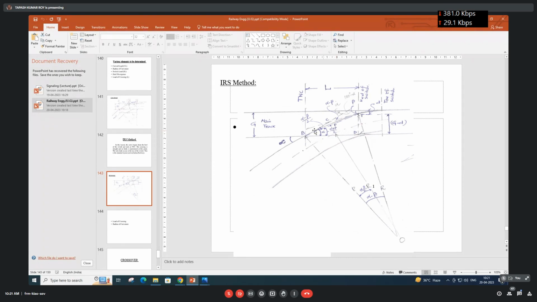Because this is alpha, this angle is equal to 180 minus alpha. So this angle is equal to alpha minus beta. When it is alpha minus beta, then this angle is equal to alpha minus beta by 2. This angle is equal to alpha. So this angle will be equal to alpha plus beta by 2. Okay. Is it clear or not?